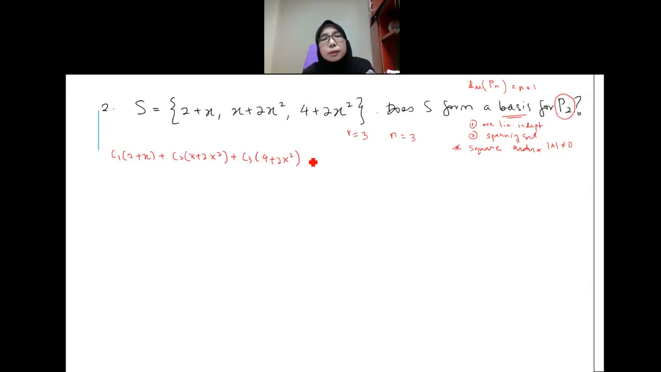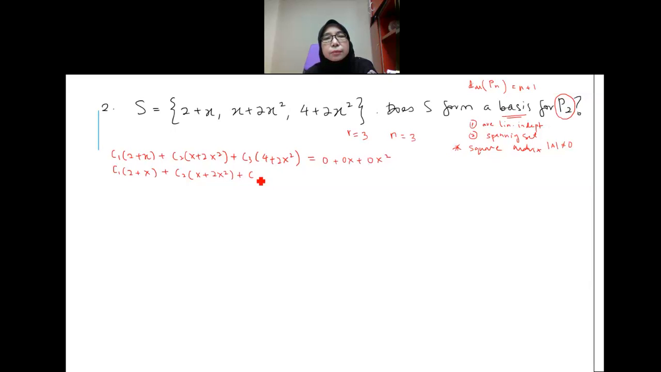For linear independent, this must equal 0 because linear independent must form a homogeneous system. So we start with the constant 0 plus 0x plus 0 x squared. This is for linear independent. For the second condition, spanning set, again you write in linear combination, but now it's not equal to 0. It should equal any arbitrary vector in P2.